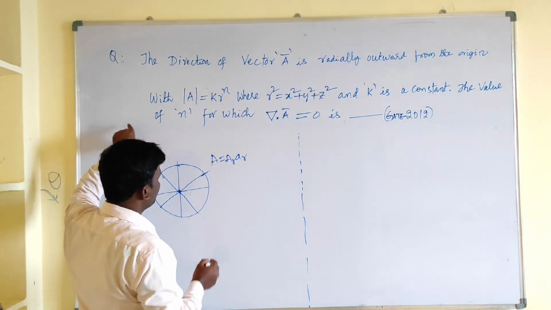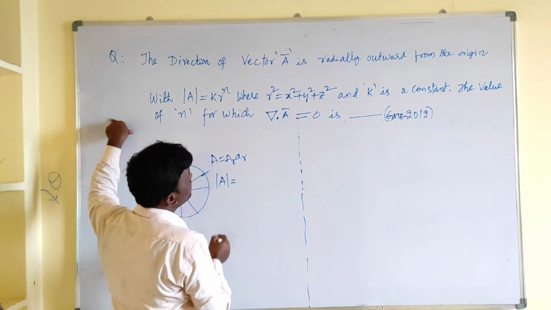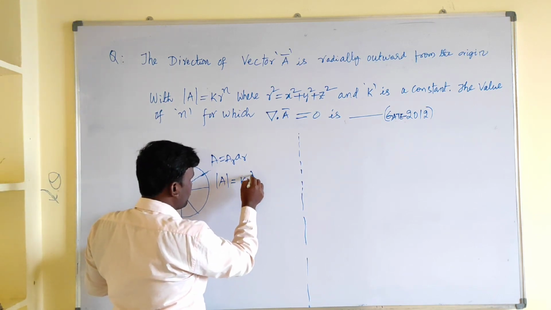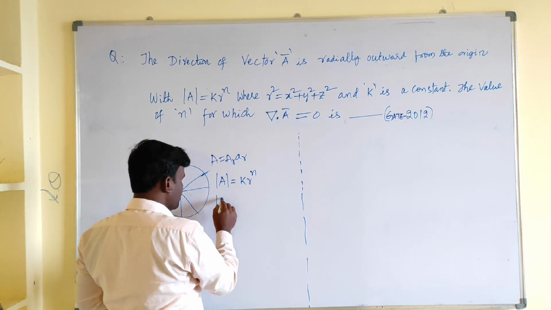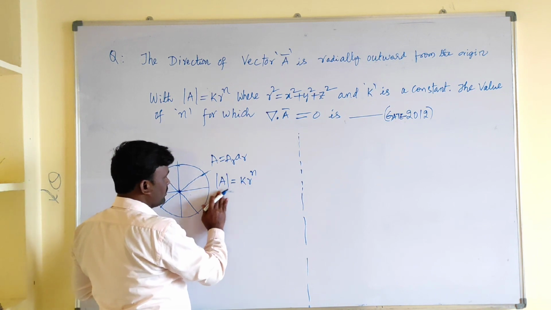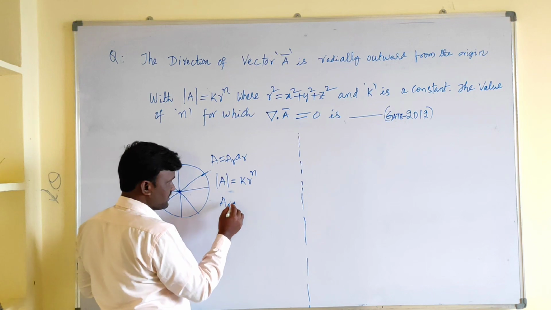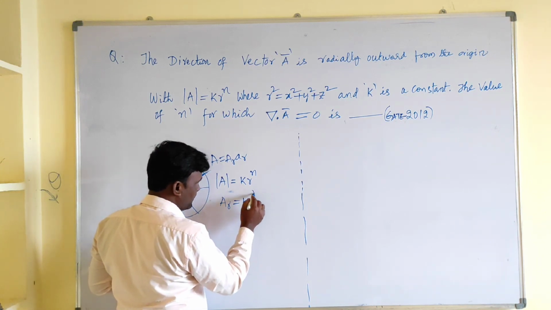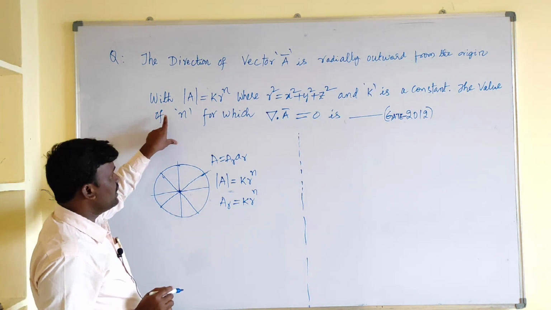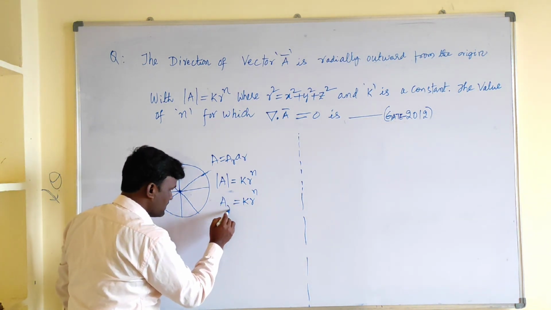They also mentioned mod A equal to k into r to the power n. Mod A is nothing but the magnitude of A along the r direction, that is k into r to the power n. What they are asking is the value of n for which del dot A is 0.